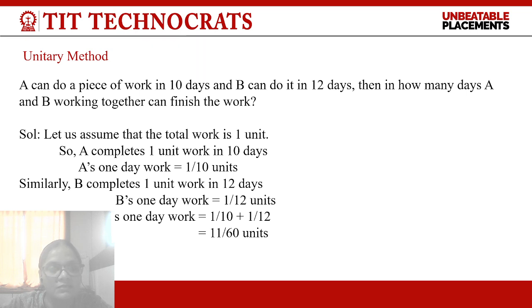If I want to calculate in how many days they will complete the total work, and the total work is 1 unit, just make 1 unit in place of 11 by 60. Just reverse it. When you reverse it, you'll get the total 1 unit of work, which is equivalent to 60 by 11 days. So A and B complete 1 unit of work, that is the total work, in 60 by 11 days.